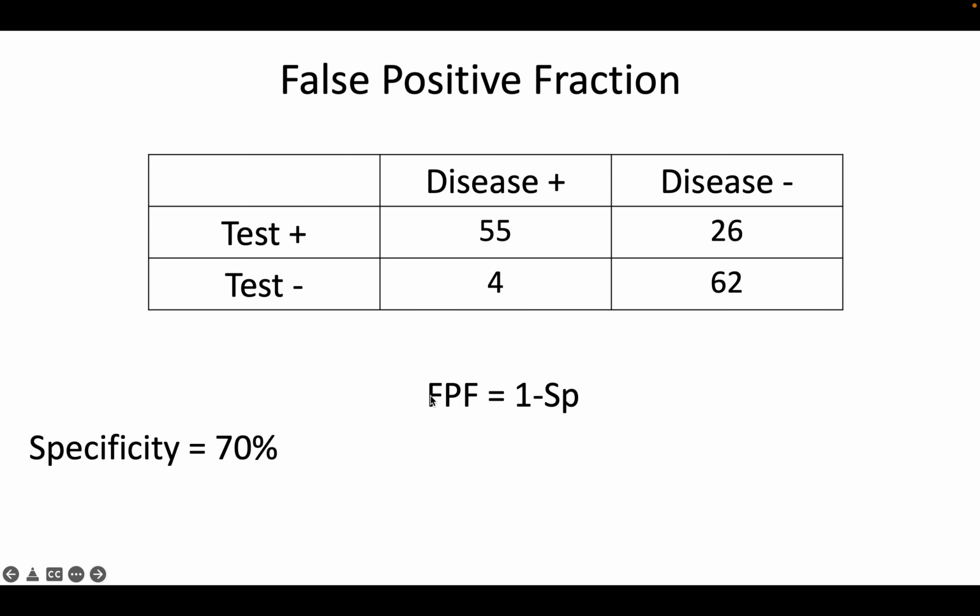For specificity, the false positive fraction, it is 1 minus specificity, and you can remember that because positive and SP, specificity. So in this case, it's 1 minus 0.7 or 0.3. So the false positive fraction is 30%, meaning it's producing false positives at a rate of 30%, which is pretty bad. But I guess it kind of depends on the situation.